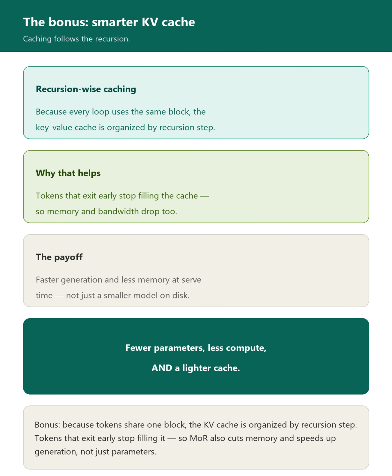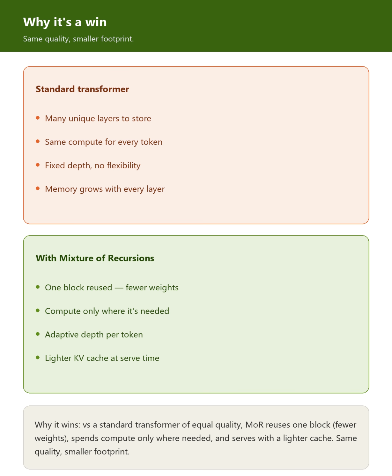There's a bonus. Because tokens share the same block, the key value cache can be organized by recursion step. Tokens that exit early stop filling the cache, so Mixture of Recursions also cuts memory and speeds up generation, not just parameters. Why it's a win?